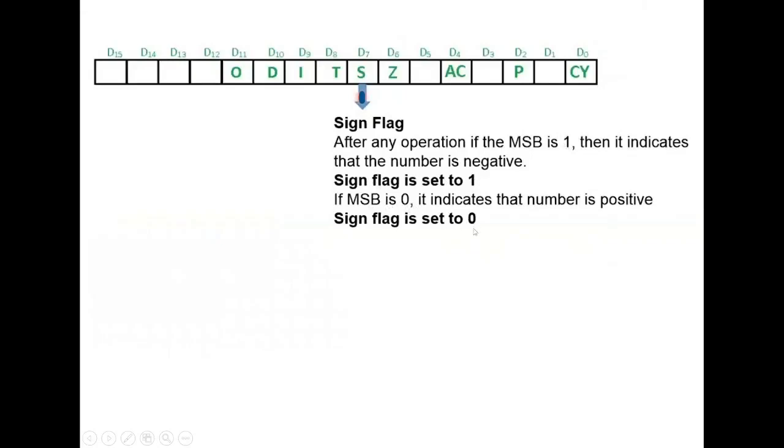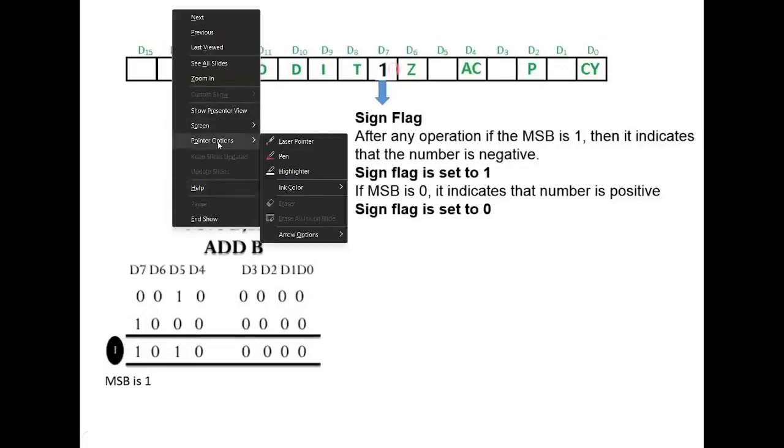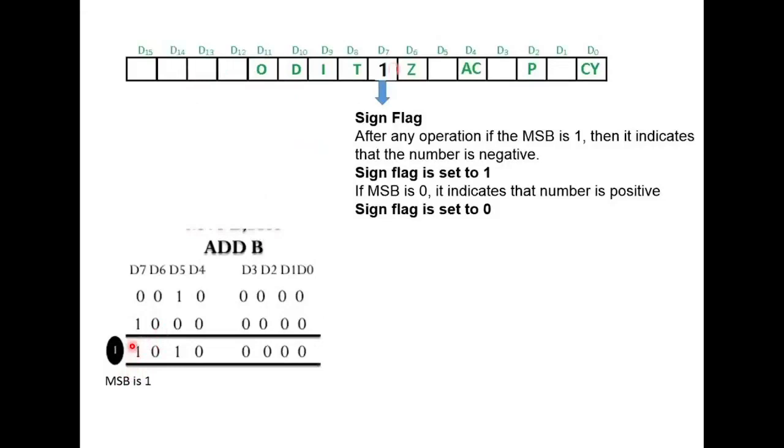So we will see one example. Here also we are performing 8-bit addition. After performing this 8-bit addition, the MSB is 1. See here, your MSB is 1. So if MSB is 1, then sign flag also shows 1, which indicates that the result is a negative number.